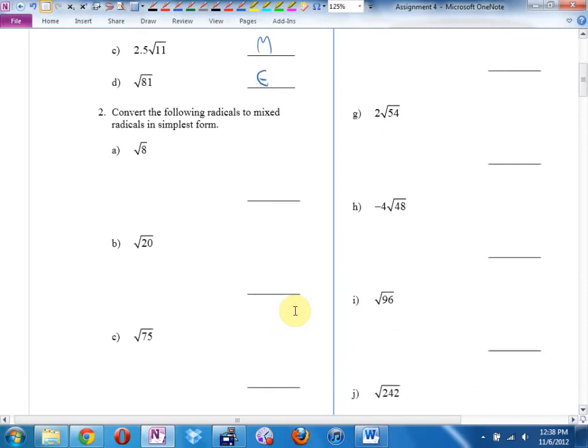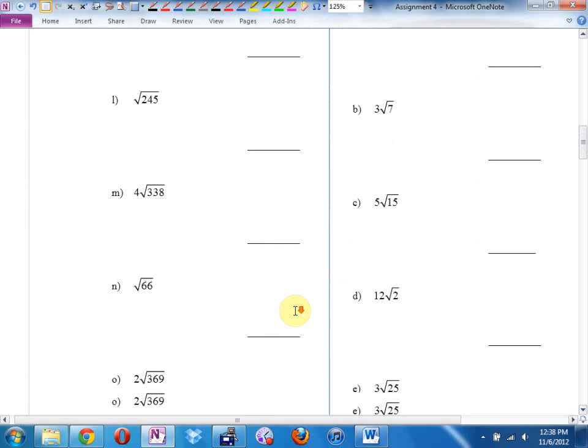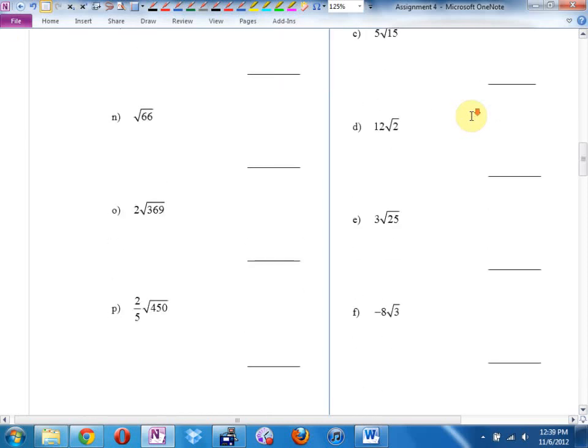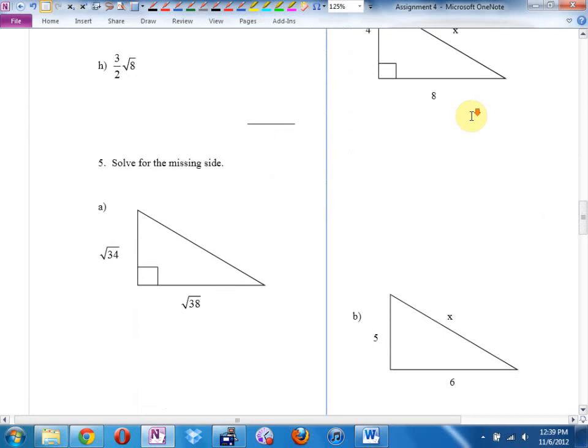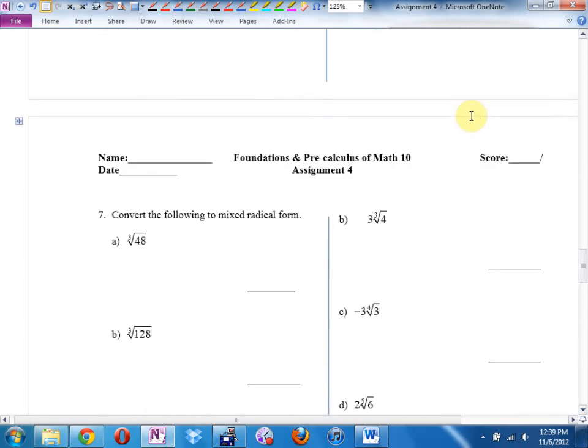Number 2, convert the following radicals to mixed radicals in simplest form. So this is like we've been practicing. So you'll write the root 8 as, I think, 2 root 2. You'll simplify these. And you'll do that all for the front page and on the back page. When you get to number 4, now you're going backwards. Now you're going to entire radical form. So now instead of having 4a 2 root 6, you're going to write it as a single square root of something. I think root 24 if I'm doing the math right.